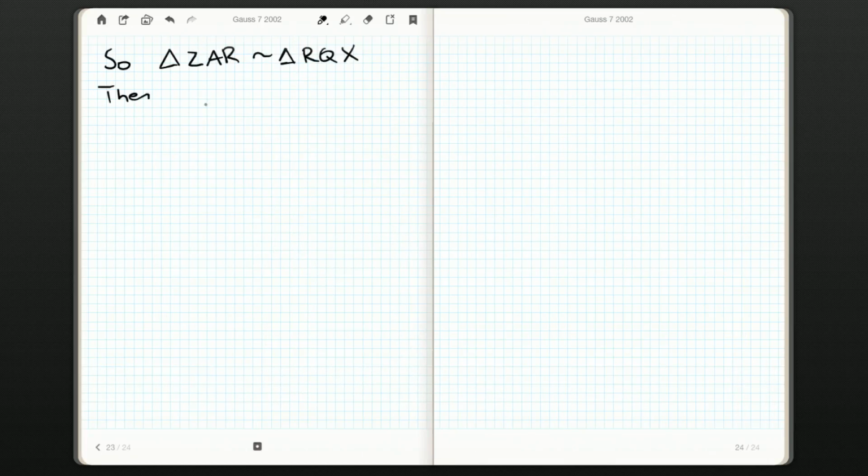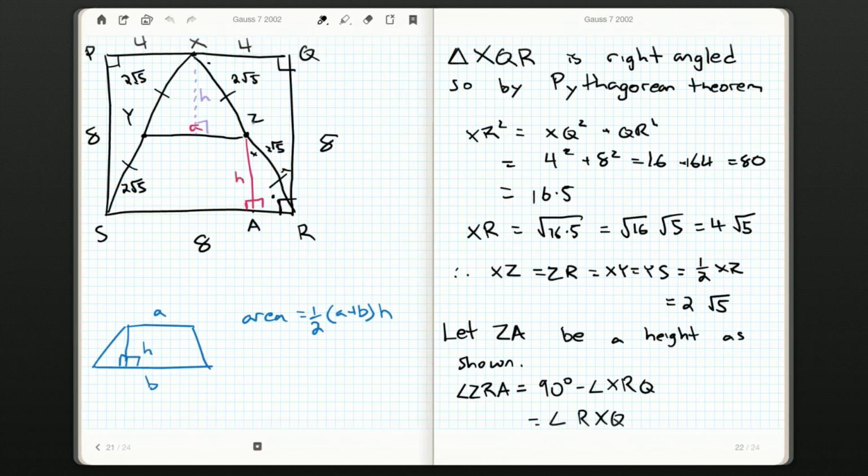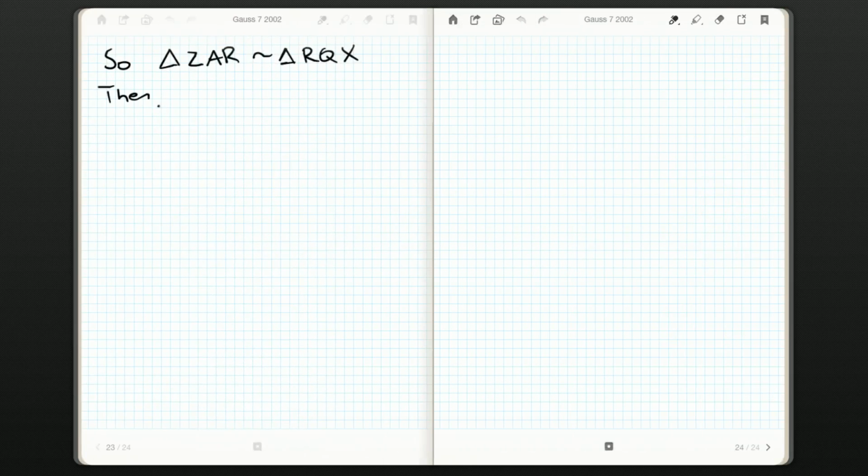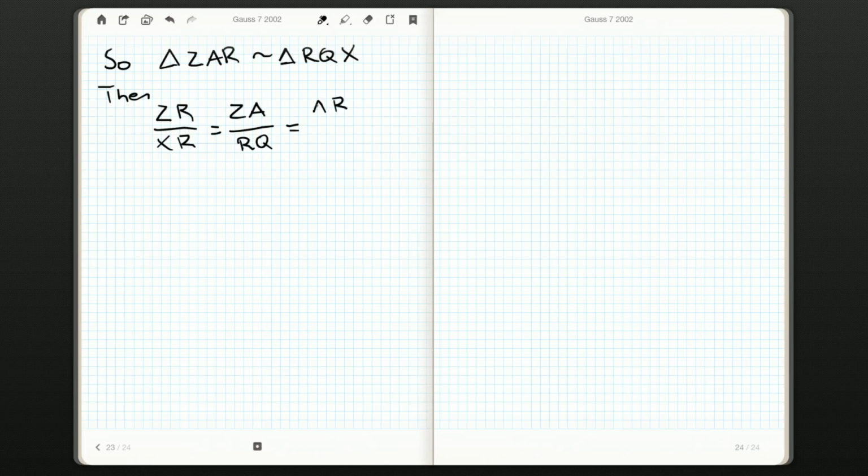So what does that tell us? Well, we can start figuring out some lengths because we know the ratio of their hypotenuses. We know that ZR is 2 root 5, and we know XR is 4 root 5. That's the same as ZA over RQ, and that's the same as AR over QX. If you write the letters in the right order, then this becomes very easy to match things up.